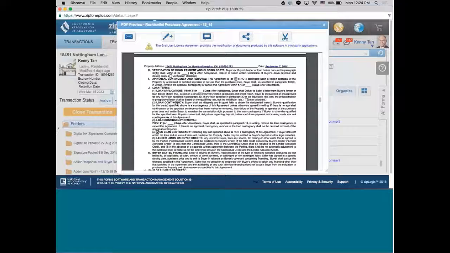Now, if you look at the appraisal contingency, it says this agreement is or is not. In this case, the guy did not have an appraisal contingency.